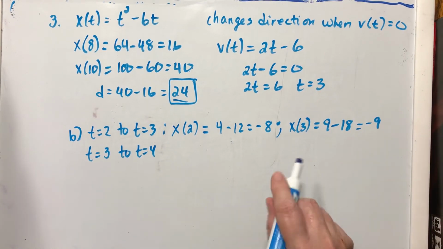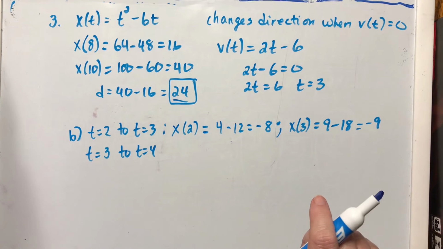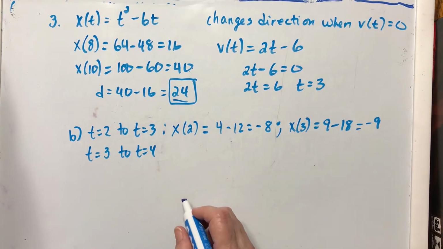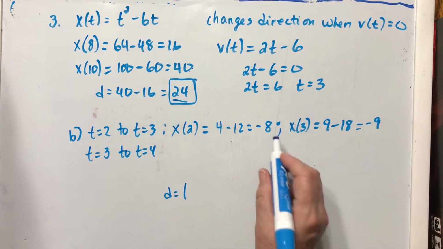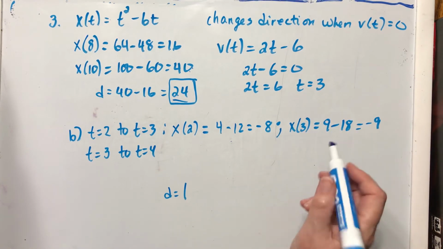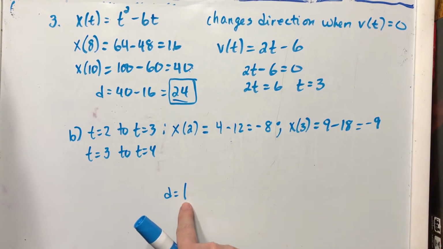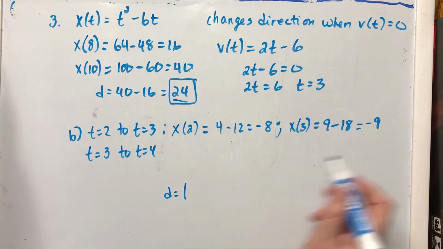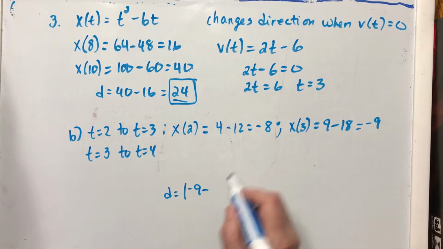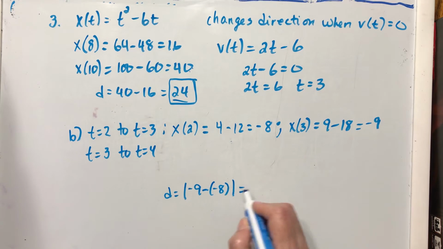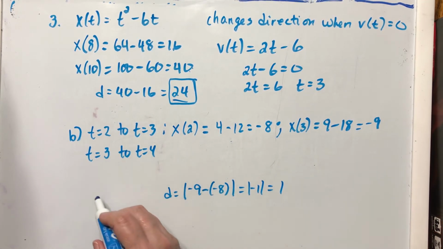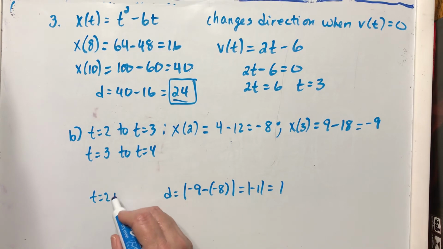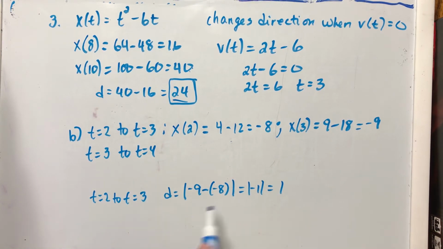All right, so the distance it travels from -8 to -9, I'm going to come down here. First of all, distance is always positive. So distance is going to be, and it doesn't matter the direction in which you subtract because you're taking the absolute value, I'm just going to do -9 minus the -8. And so it has traveled 1 unit from t equals 2 to t equals 3. It's only traveled 1 unit.